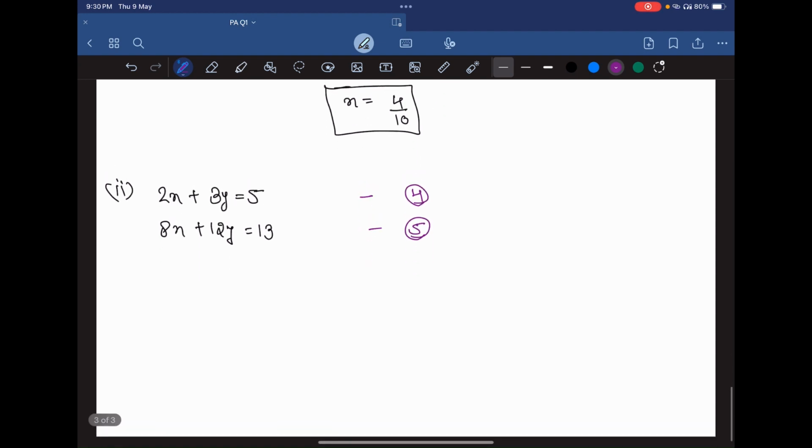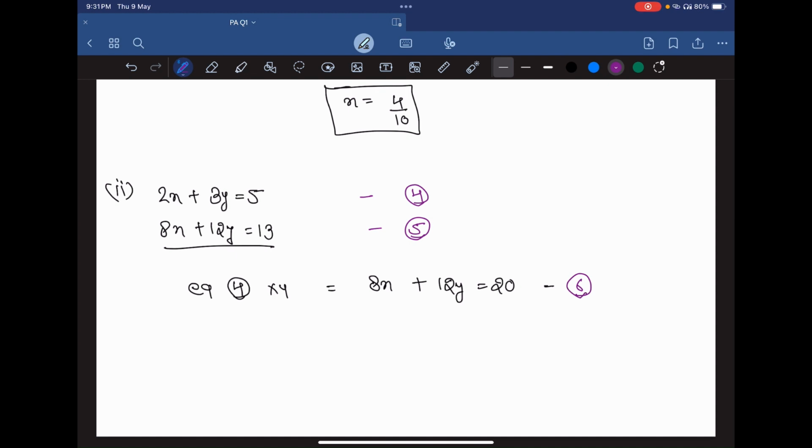We can figure out that the LHS of equation 5 is 4 times the LHS of equation 4. If we multiply equation 4 with 4, we will get 8x plus 12y is equal to 20, while equation 5 is 8x plus 12y is equal to 13. Let's name this equation as equation 6.